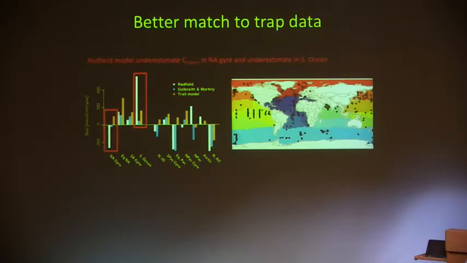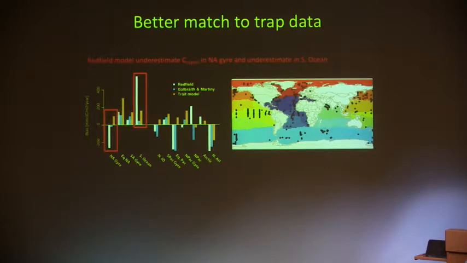And what we see is that the Redfield model severely underestimates the amount of carbon export compared to the traps, whereas in both the trait-based model and the Gilbert-Martini phosphate model, this bias largely disappears. In contrast, the Southern Ocean is where we have the lowest C to P ratios predicted with the trait-based model. The Redfield-based model vastly overestimates carbon export in the Southern Ocean, whereas that bias disappears with either the phosphate-based model or the trait-based model.